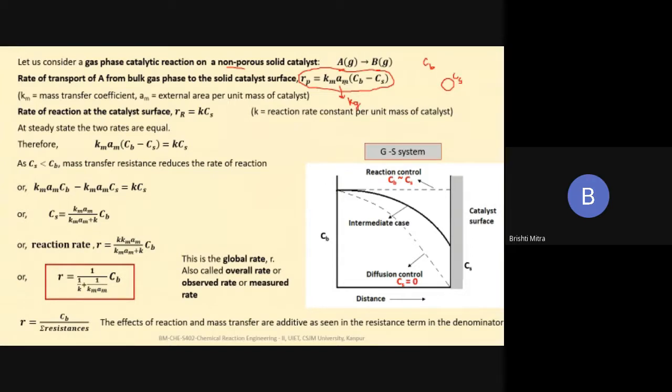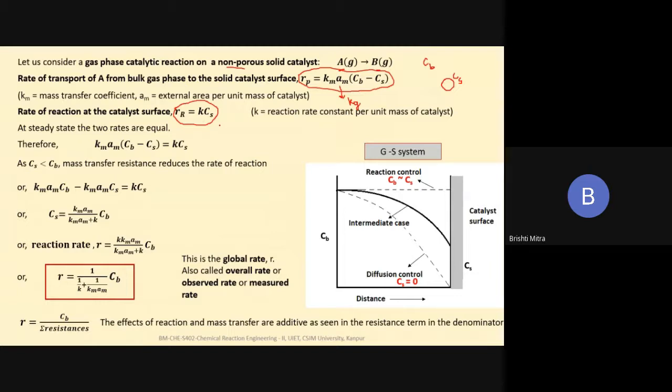For example, Km is the mass transfer coefficient, and Am is the external area per unit mass of the catalyst. The units are important here. And this is the rate of mass transfer. The difference in concentrations is Cb minus Cs. Because of this concentration gradient, the material moves from the bulk to the surface. And once it reaches the surface, there's a reaction. The rate of the reaction is given by Rr is equal to K into Cs.